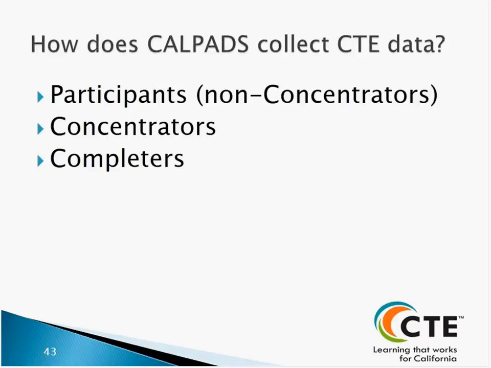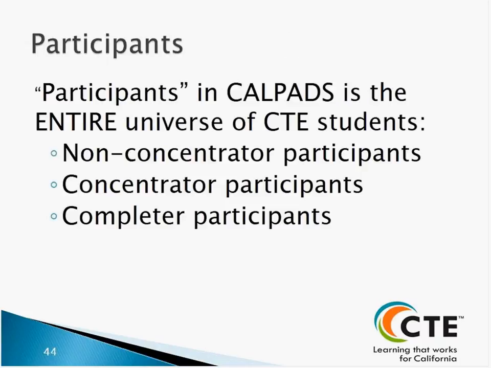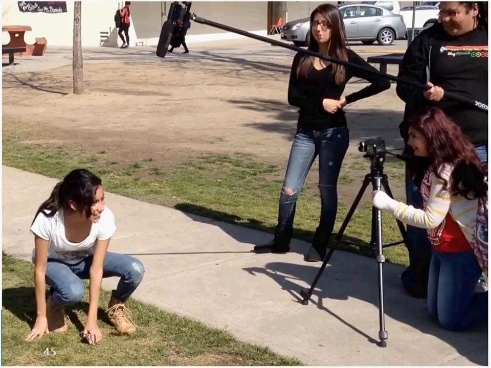Okay, now we're turning to how CALPADS collects CTE data. Let's talk about participants, concentrators, and completers. In CALPADS, this is your entire universe of CTE students: your non-concentrator participants, your concentrator participants, and your completer participants. So pretty much any student enrolled in a CBED code of 4,000 to 5,999 is a participant. It's your whole universe of career tech ed. Here's an example of some students participating in tech ed. This is an arts, media, and entertainment class.